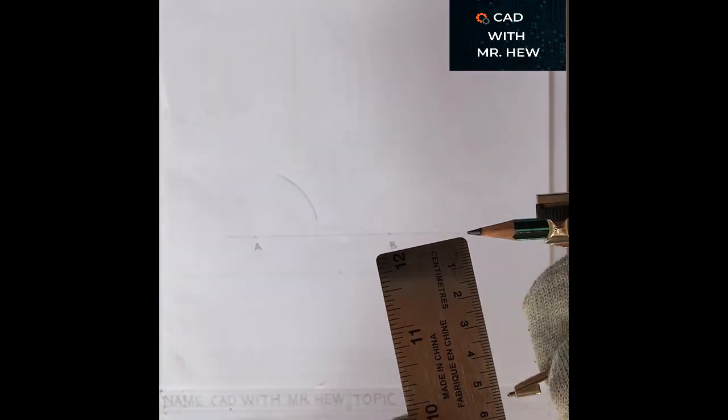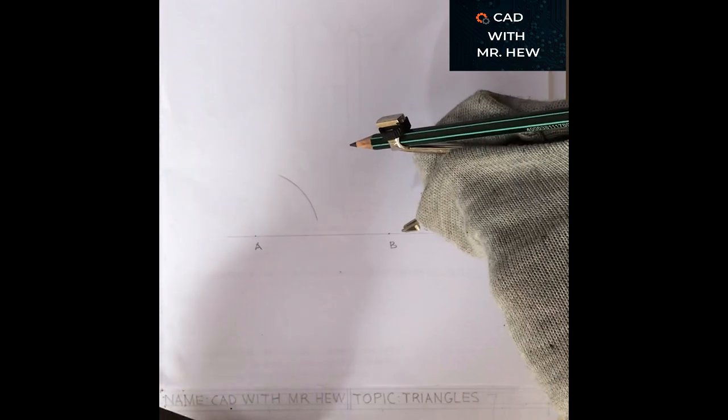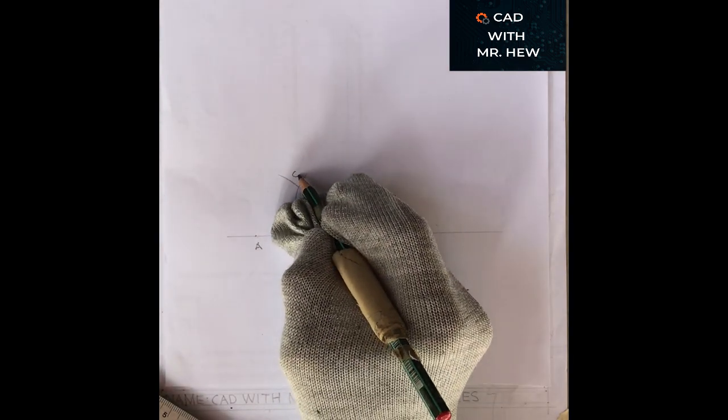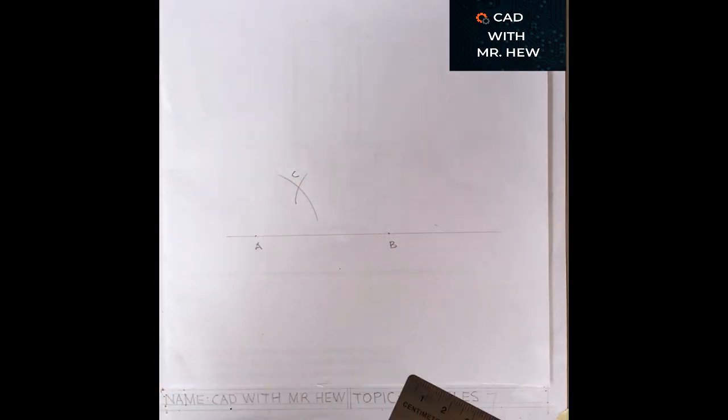Then we're going to measure 5 centimeters, put the compass point at B and mark an arc to intersect the previous arc drawn. Where the two arcs intersect, we're going to label this point C.